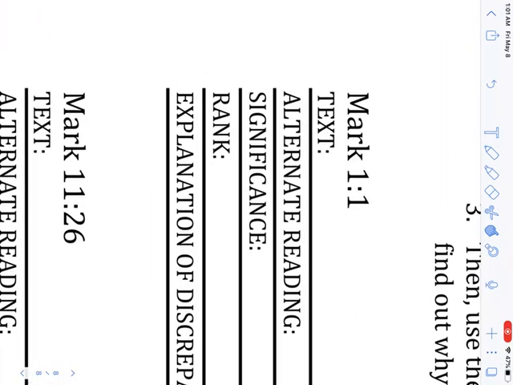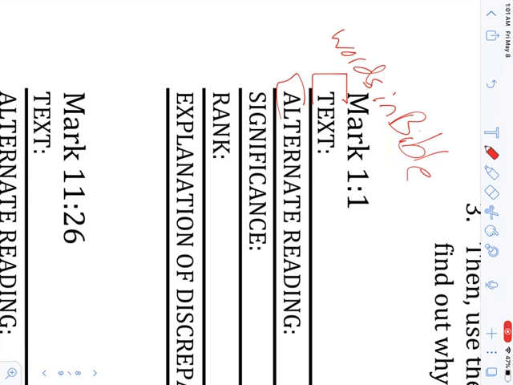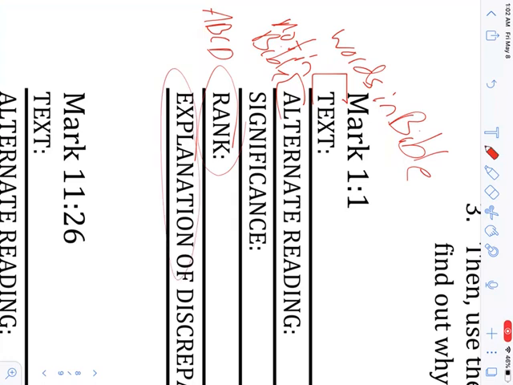Again, you go through and write down the words in the Bible, the words that are not in the Bible but in the footnote, and then the rank again will be A, B, C, or D. And then the explanation, that's where you see the comments section. And there are 3 examples of this. You can leave out the significance part.